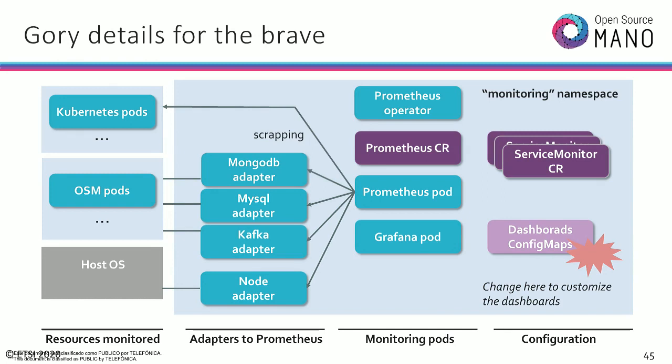Just as a final note, if you want to customize the dashboards yourself, this is something that you can do fairly easily. They are stored in Kubernetes config maps. You can spot them easily in the OSM namespace, and basically they host the JSON file in which the dashboard is defined. It's just a matter of adding an additional config map with the JSON file, and then you will have your own dashboard as required.